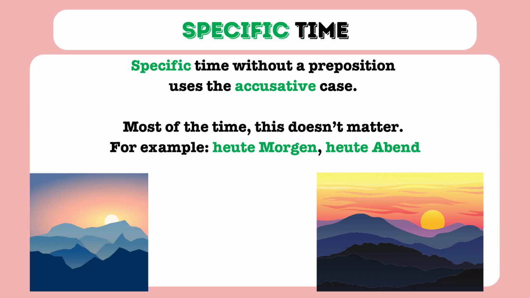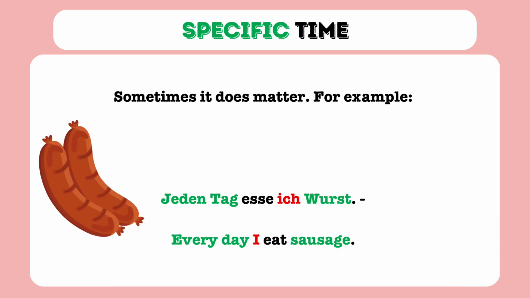What we're using here are in the accusative case, so these are specific times. Heute Morgen would be this morning. Heute Abend would be this evening. In those two examples, no one cares that they're accusative. They are, but it doesn't matter. Sometimes it does matter, however. So, for example, jeden Tag esse ich Wurst. Every day I eat sausage. Jeden Tag has every day. This has an N at the end of jeden to tell us that this is accusative and masculine.